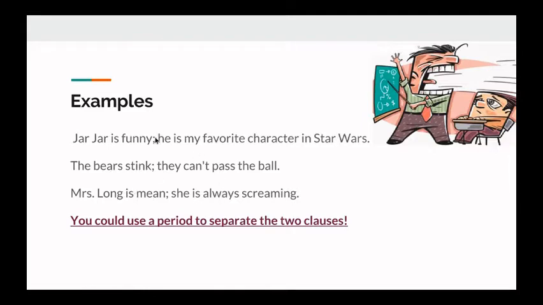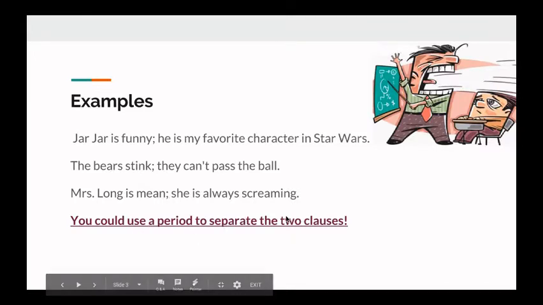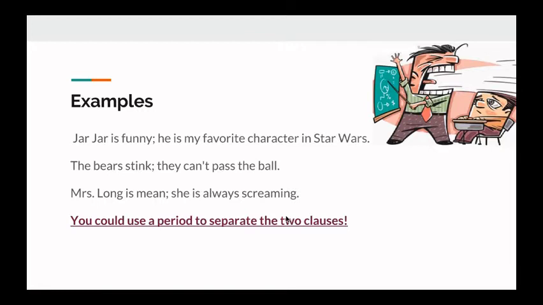Could you put a period in front of each one? Jar Jar's funny. He's my favorite character in Star Wars. The bears stink. They can't pass the ball. Miss Lawn is mean. She's always screaming. They still make sense. You could use a period to separate the two clauses, but they still make sense in the end. So, that is probably the most common way you would use a semicolon.